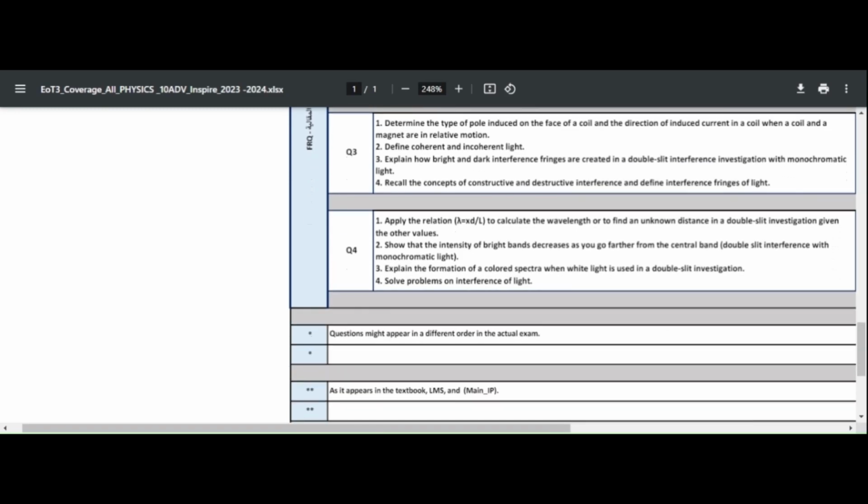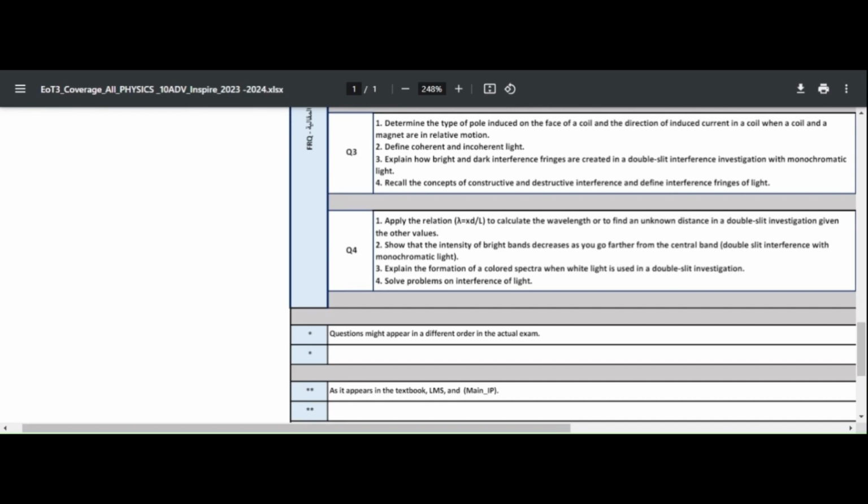Then you have the next one, which is to determine the type of pole induced on the face of a coil, and the direction of induced current in a coil when a coil and a magnet are in relative motion. Also, define coherent and incoherent light, bright and dark fringes in double slit interference, and recall the concepts of constructive and destructive interference. So these are four different options they have given. They could ask from one of them, or maybe two or three of them.